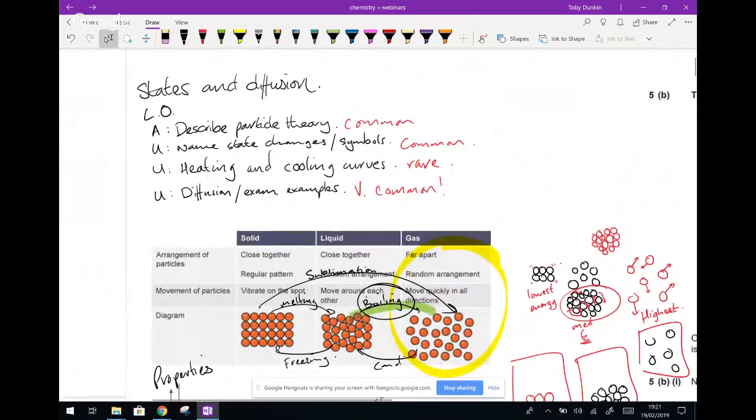Okay, my next thing, we've done describing particle theory. We've looked at the diagrams. I can add in diagrams at this point. Describe particle theory, brackets, diagrams, and drawing. We have then also done name state changes and to give state symbols.